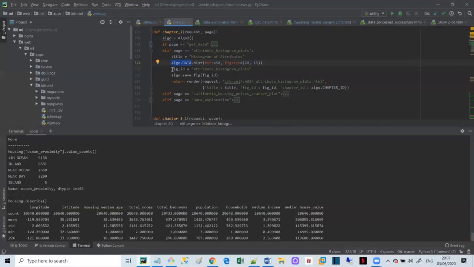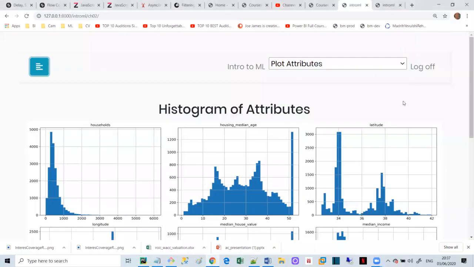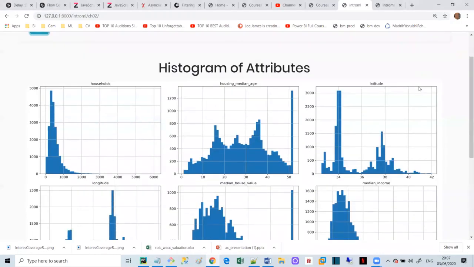The rest is really, if you see, this one is saving the image, and then I'm just showing the picture. But the real function is the histogram. Okay, so let's look at that. I'm looking at the histogram. Wow, that's interesting. Anybody want to comment about housing median age? Let's look at the first one.